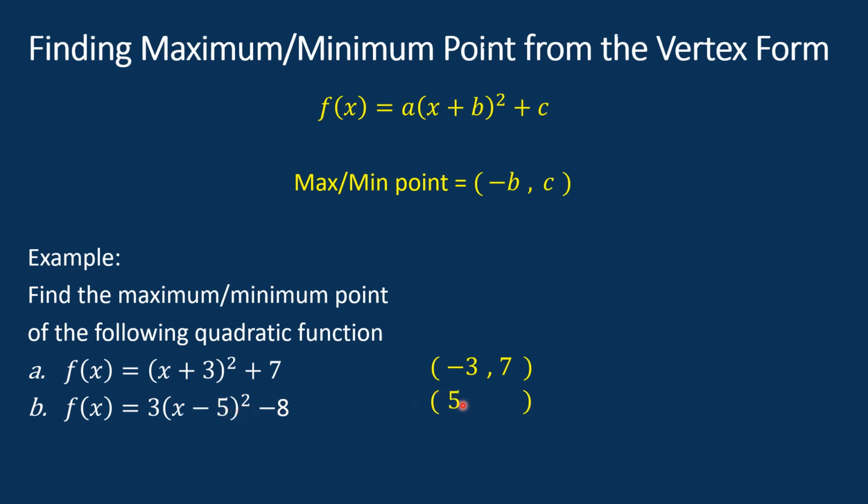Okay, for b, the constant inside the bracket is negative 5, therefore the x coordinate will be 5. If this is negative, this is positive. If this is positive, then the x coordinate will be negative. And for the y coordinate, they will be equal. If this is negative 8, then the y coordinate will be negative 8. So that's how we determine the coordinate of the maximum or minimum point from the vertex form of a quadratic function.